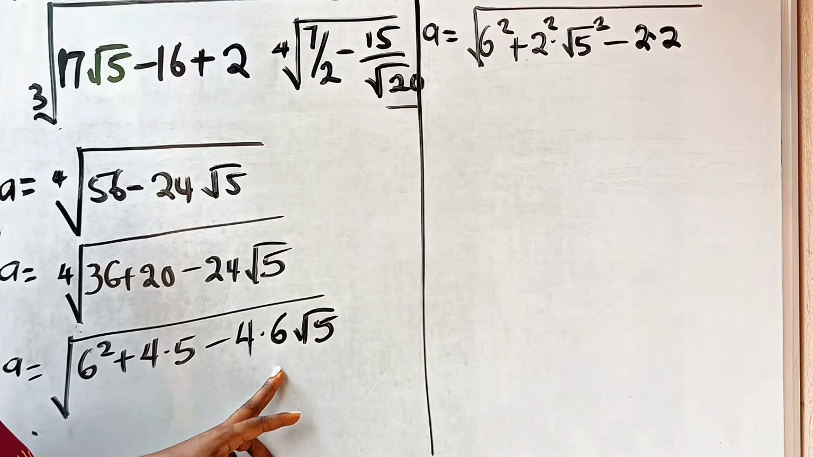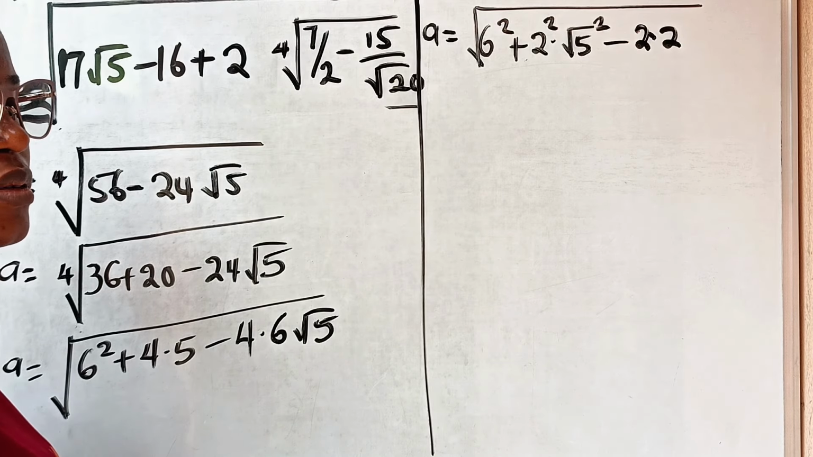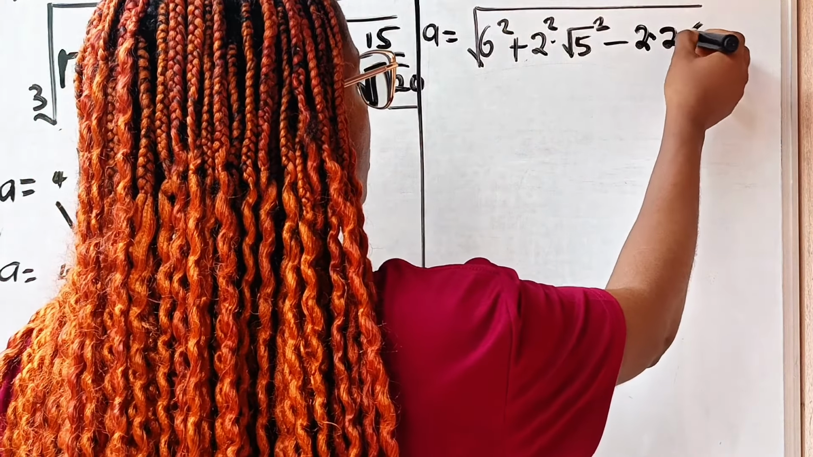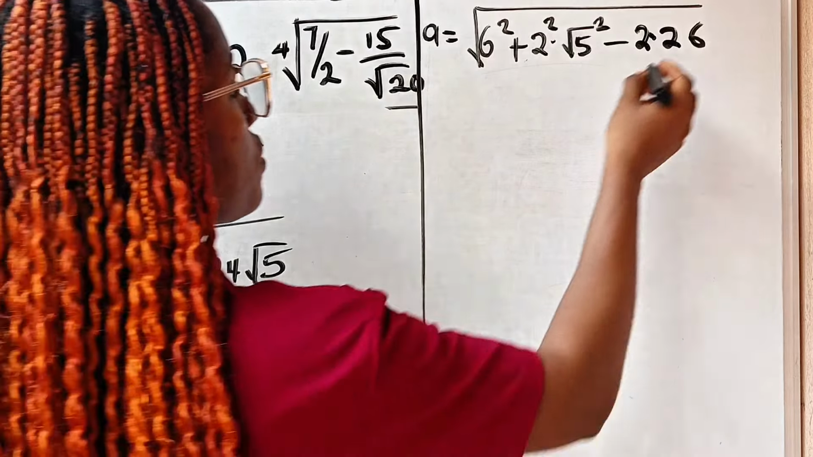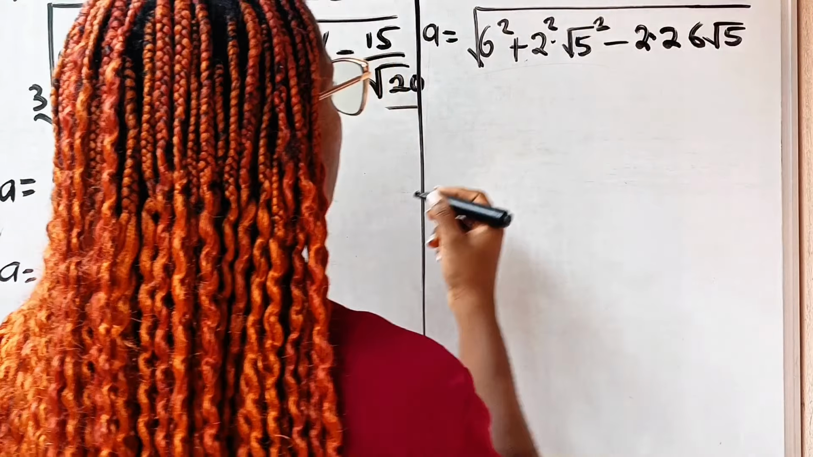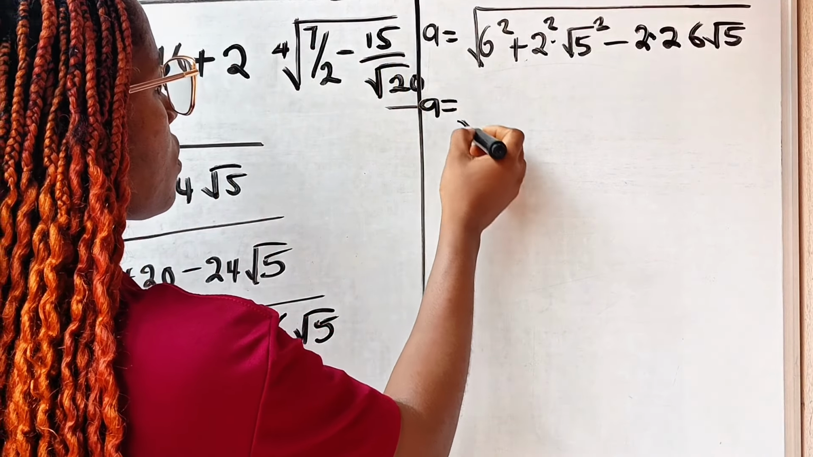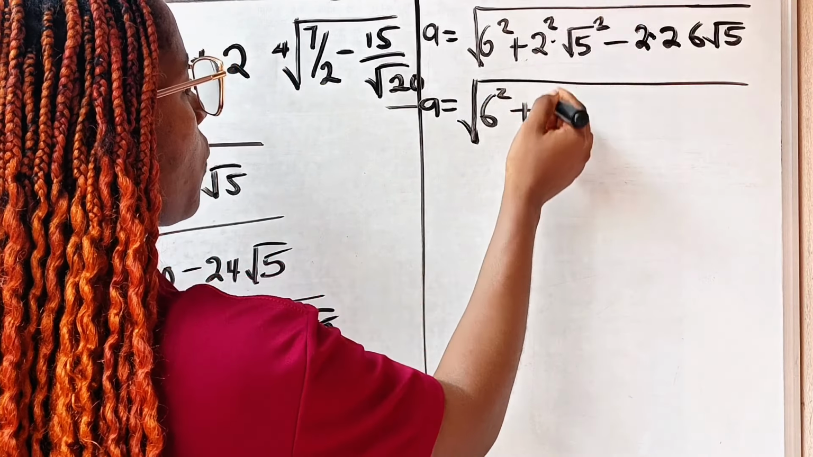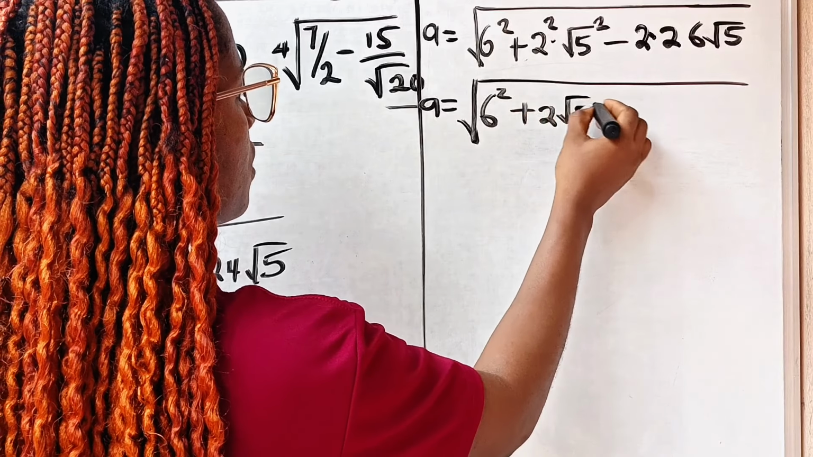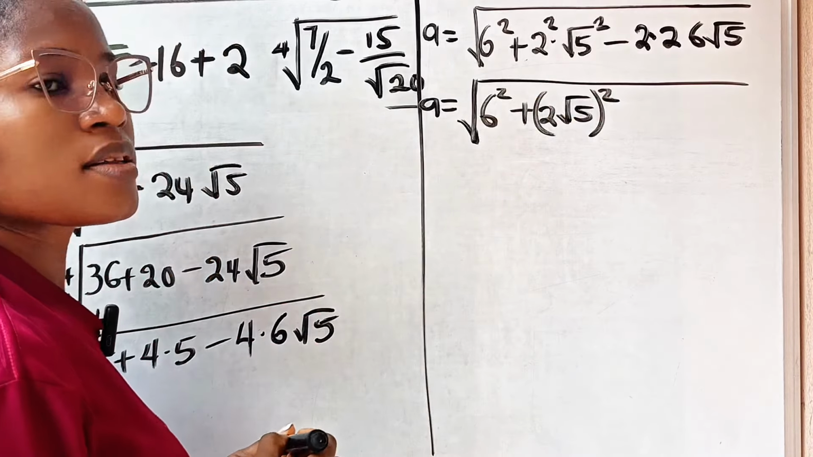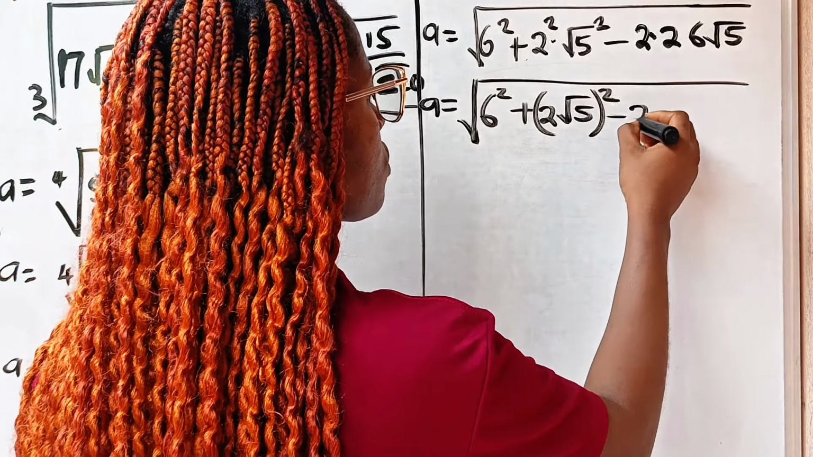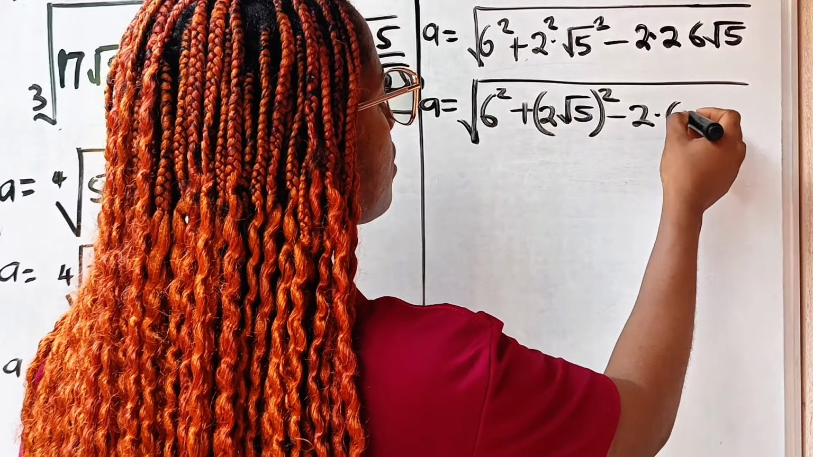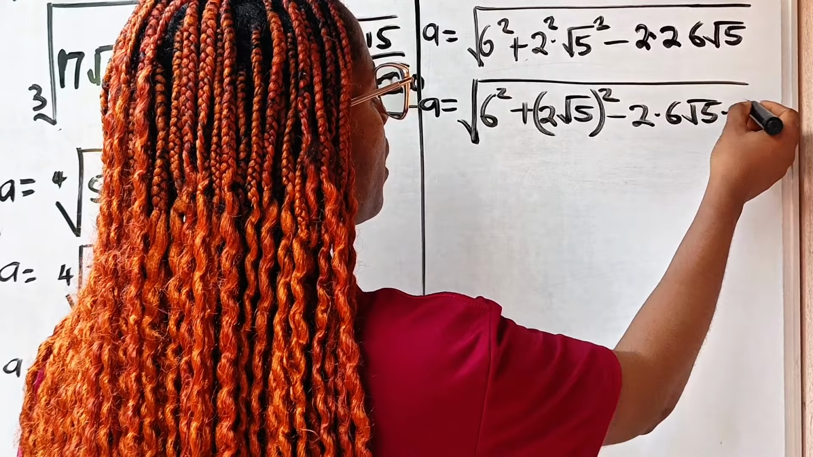Then we have 6 root 5. Okay? So we have 6 root 5. Now a is equal to the square root of 6 squared plus, since they share the same square, we can write this as 2 root 5 squared. Alright. Then minus 2 multiplied by 6 root 5 multiplied by 2.